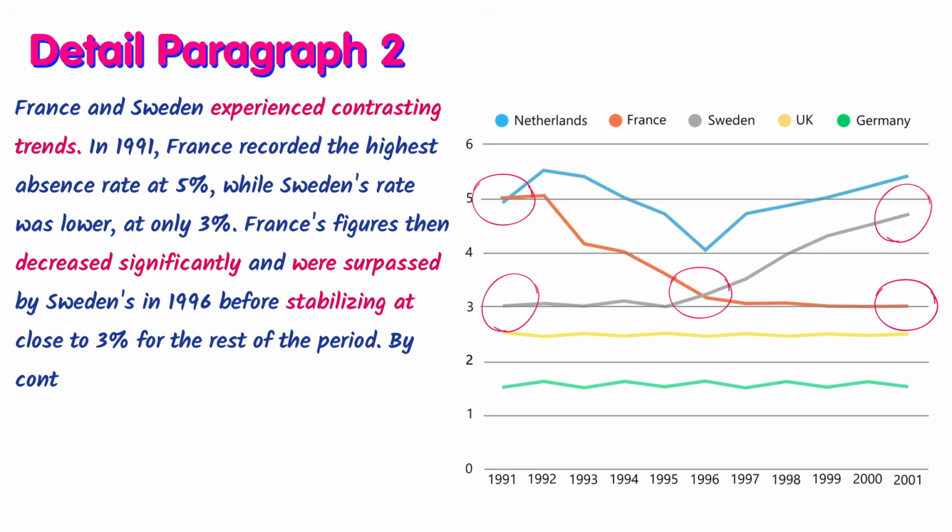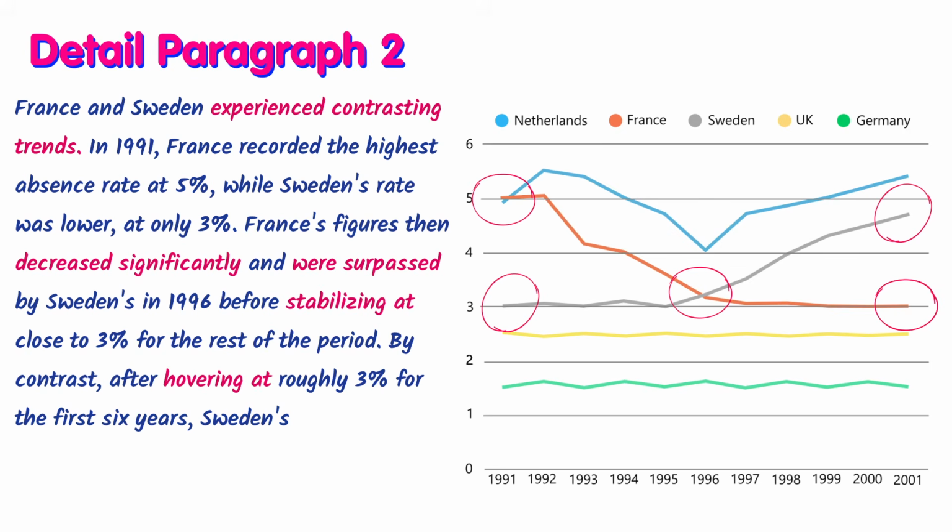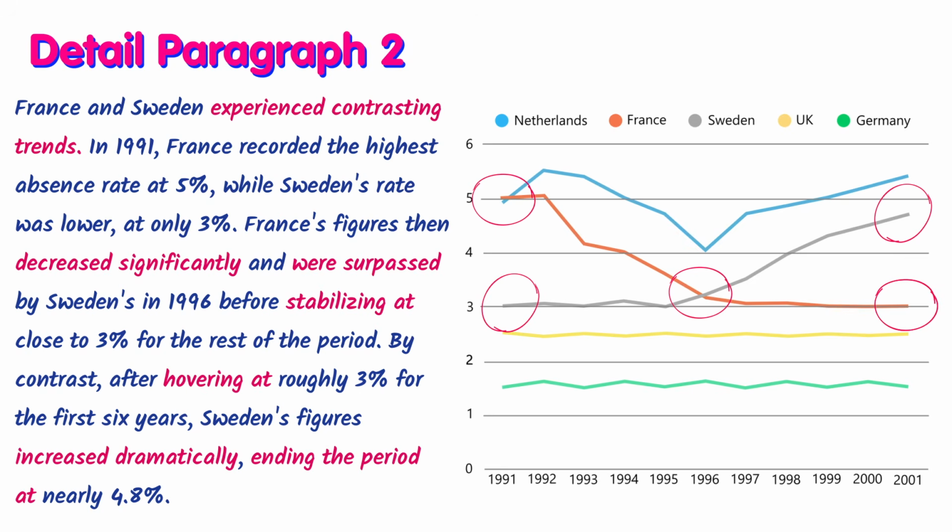Now, by contrast, I'm going to write about Sweden. By contrast, after hovering at, means remaining around a particular level without much change, all right? After hovering at roughly 3% for the first 6 years, Sweden's figures increased dramatically, ending the period at nearly 4.8%.